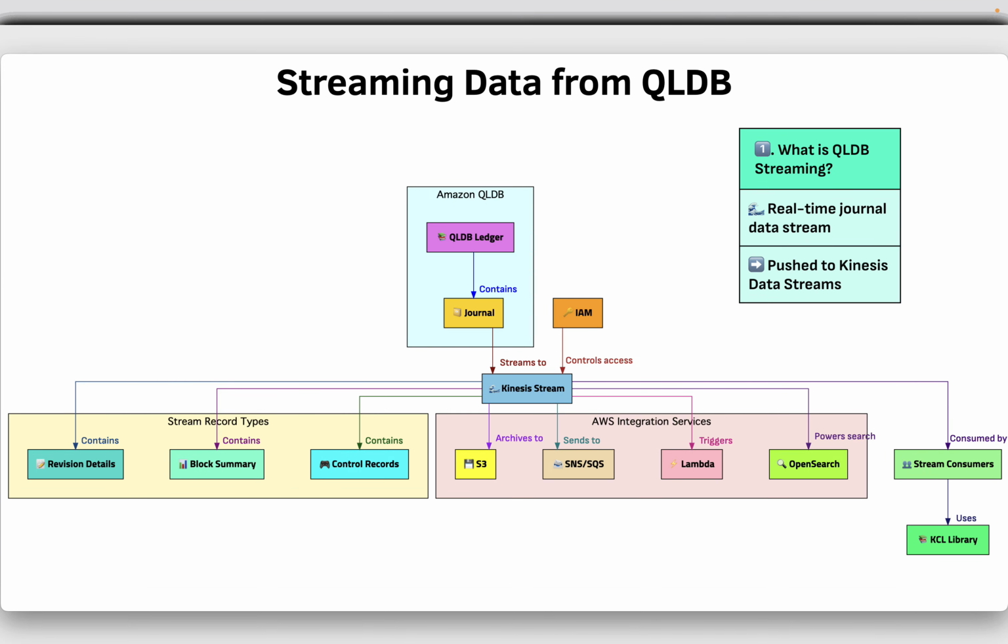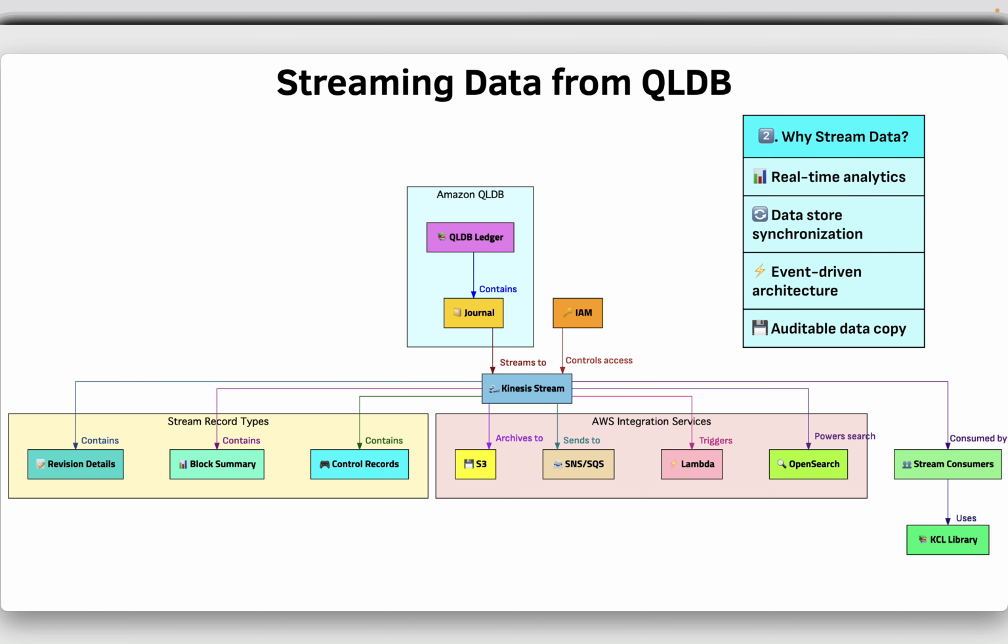Okay, last topic is streaming data from QLDB. Amazon QLDB provides the capability to stream its journal data in real time. Journal data, as I talked about, is the immutable transactional log. So it provides the capability to stream journal data in real time to Amazon Kinesis Data Streams. This means that as changes happen in the QLDB ledger, a continuous ordered stream of records is made available.